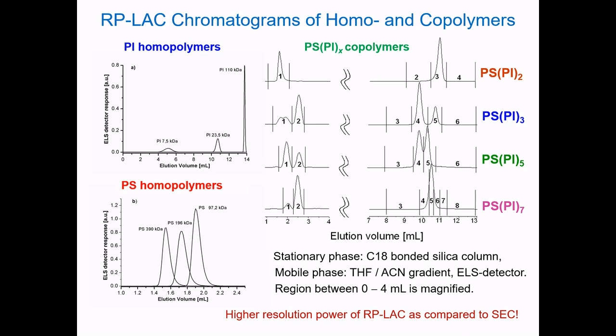HPLC chromatograms of miktoarm star copolymers reveal a much larger number of peaks than were found in their SEC traces. These results thus reveal the higher resolution power of HPLC as compared to SEC. Note that the region at small elution volume is magnified and represents the presence of residual polystyrene in the samples.